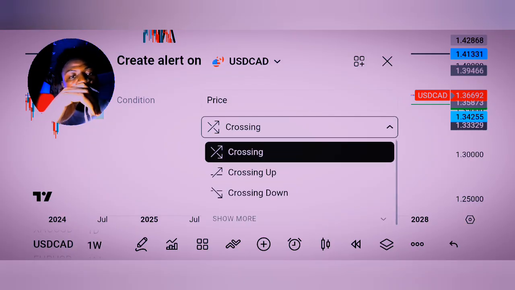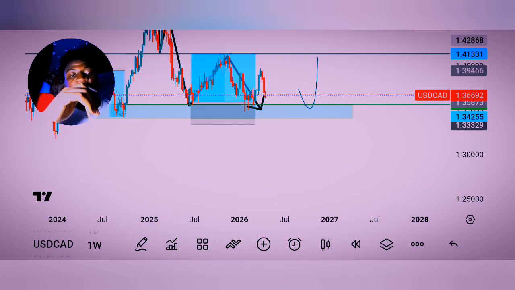Now, how do I want it? Is it when price is crossing up, crossing down, or just crossing? So you demonstrate, that means you give them an explanation of what you want. When price gets there, what should price do for them to alert you that price is there? That's how detailed it is, and it is very, very important.